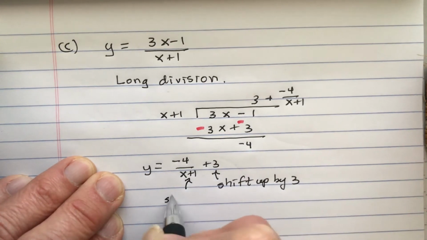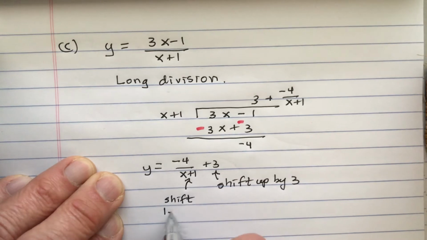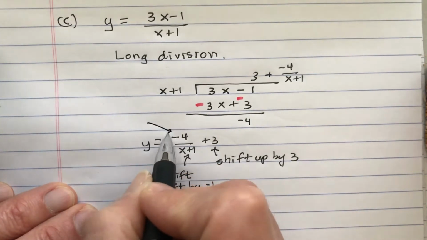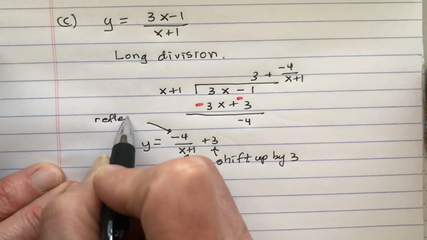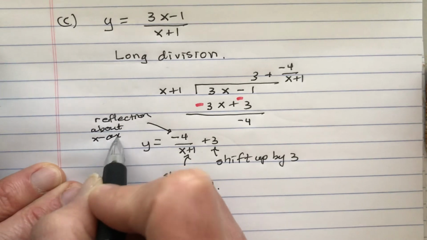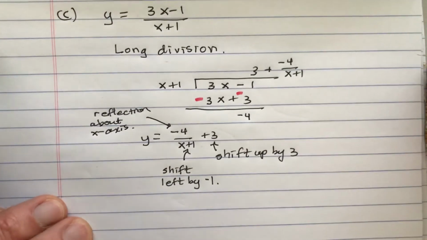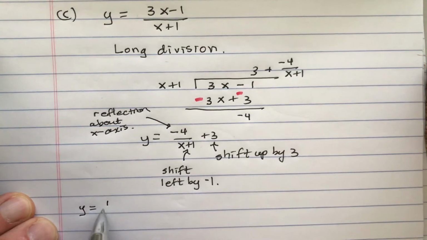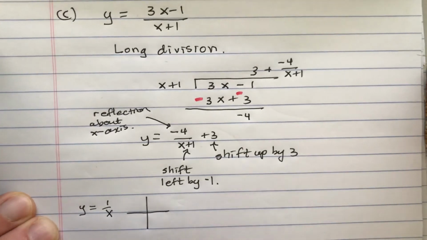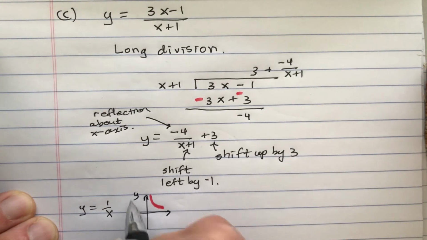This is a shift left by negative 1. And then, a little bit confusing, but this is a reflection about the x-axis. So let's just break this into little pieces. Y equals 1 over x. Tiny pieces. And then maybe you don't have to show all the work on this every time, but it really doesn't hurt. Okay, so that's y equals 1 over x.